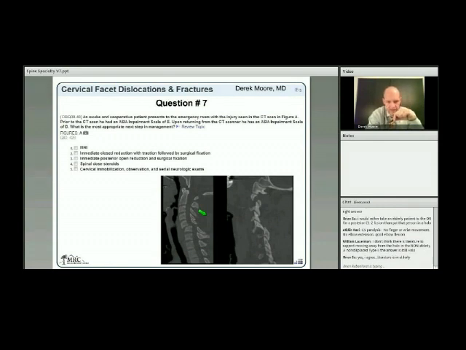So looking at the CT scan, we see you have about 50% subluxation of the vertebral bodies. And if you look posterior, you can see he does have this facet dislocation here. Again, this is your 50% subluxation.